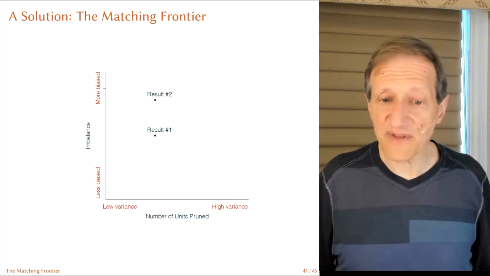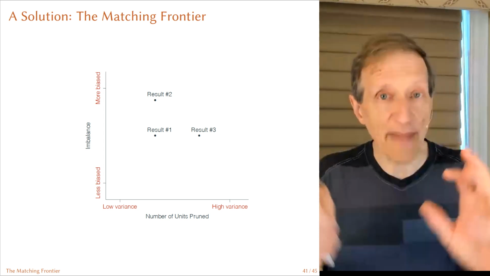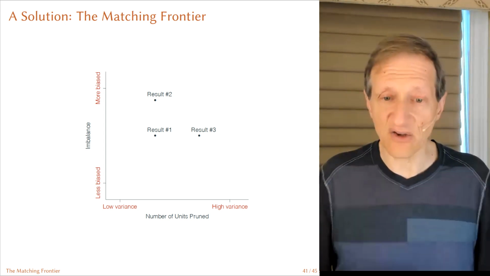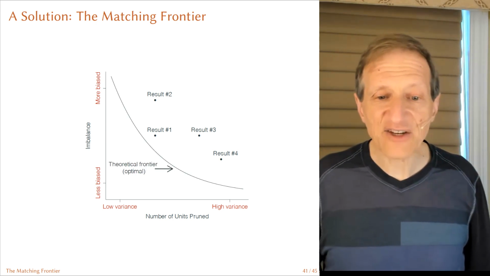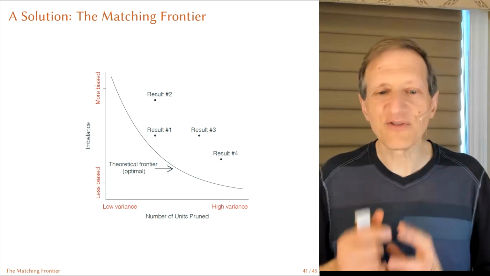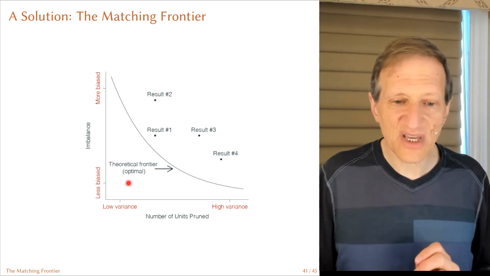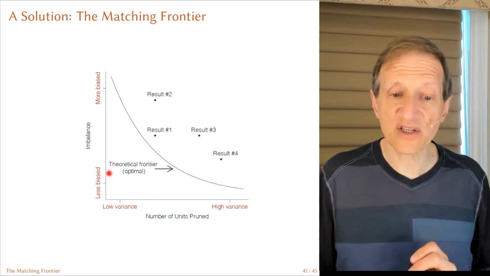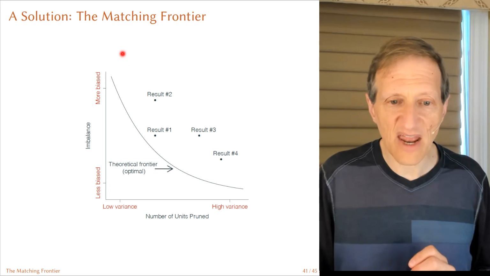If you think that this is result 1 and result 2 and result 3, those are the particular matched sets that a particular method might produce. This is the matching frontier. It's the theoretically optimal frontier. And the idea is that it is impossible to get down here to lower variance, lower bias. You can't get anywhere lower than this.